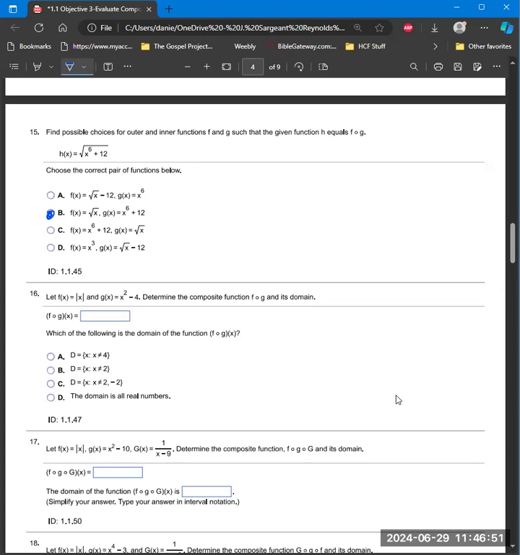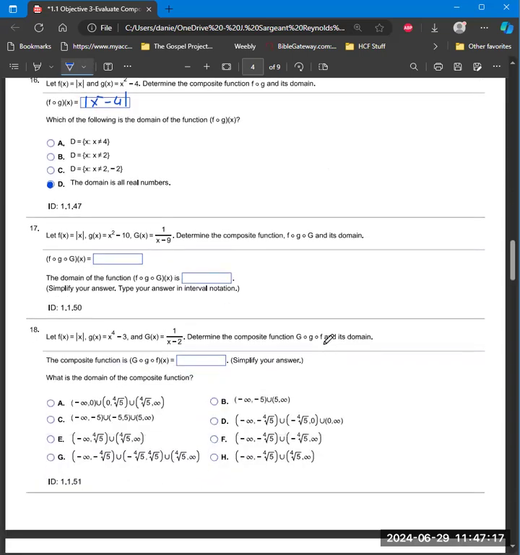Let f of x be the absolute value of x, and g of x equal x squared minus 4. Compose f and g, where g is the inner function, so we're going to have the absolute value of x squared minus 4. And the domain is going to be all real numbers.